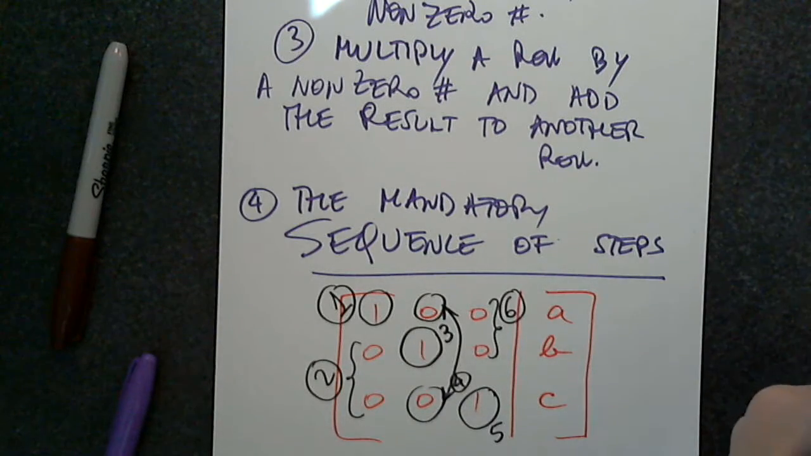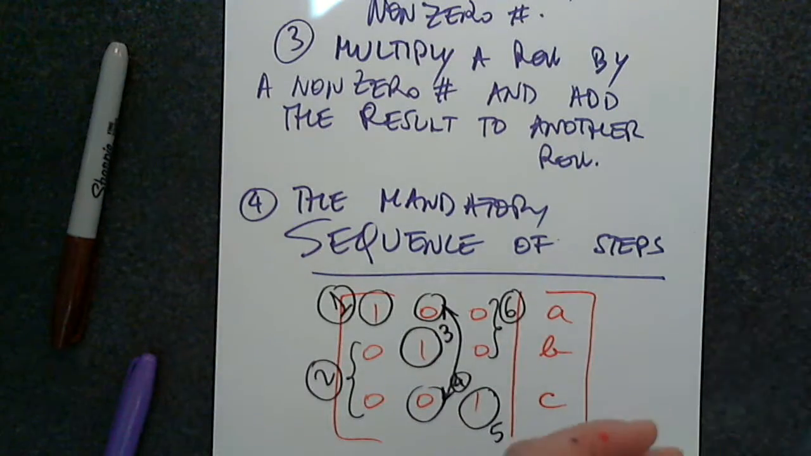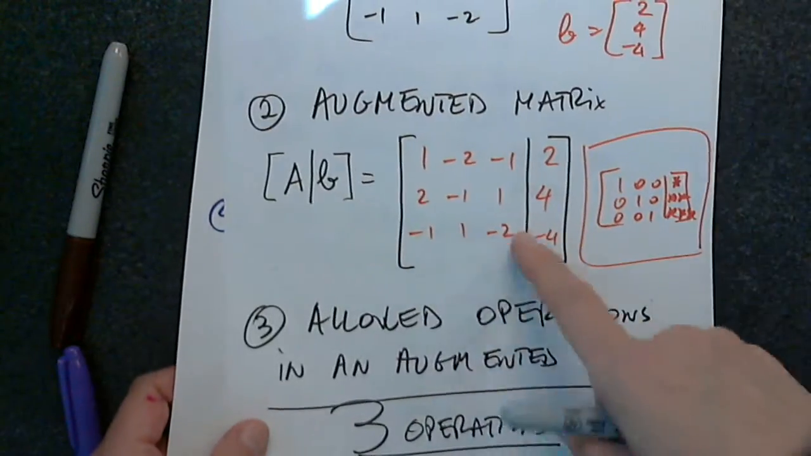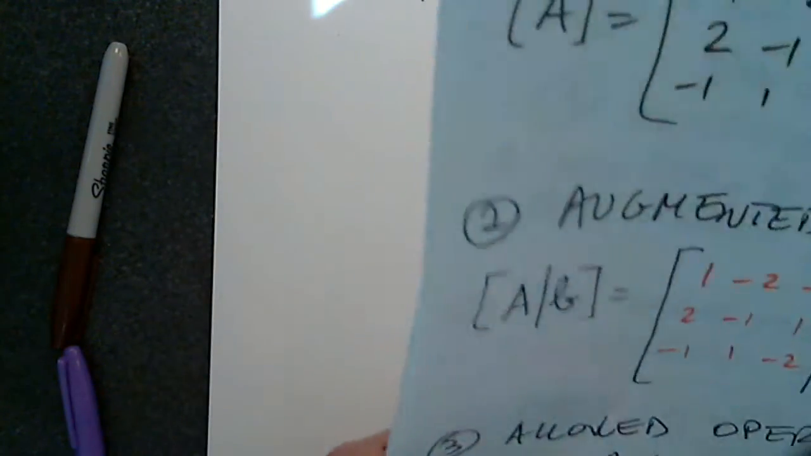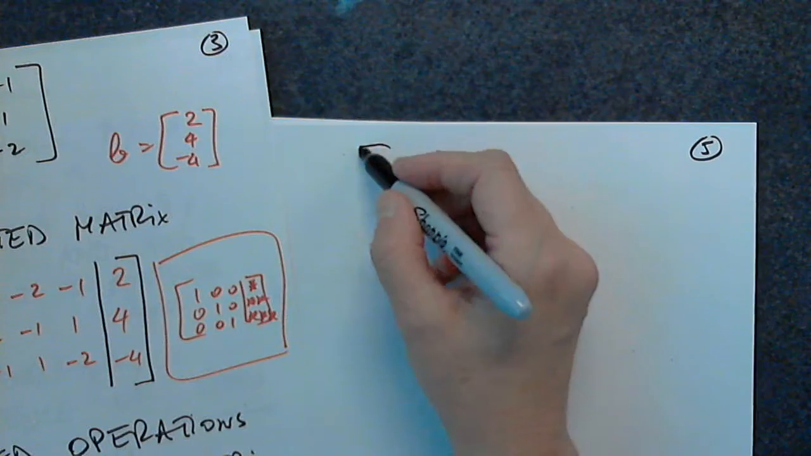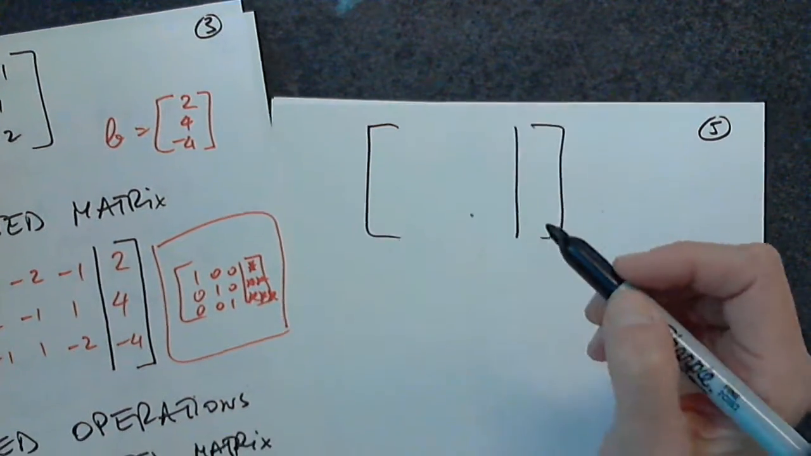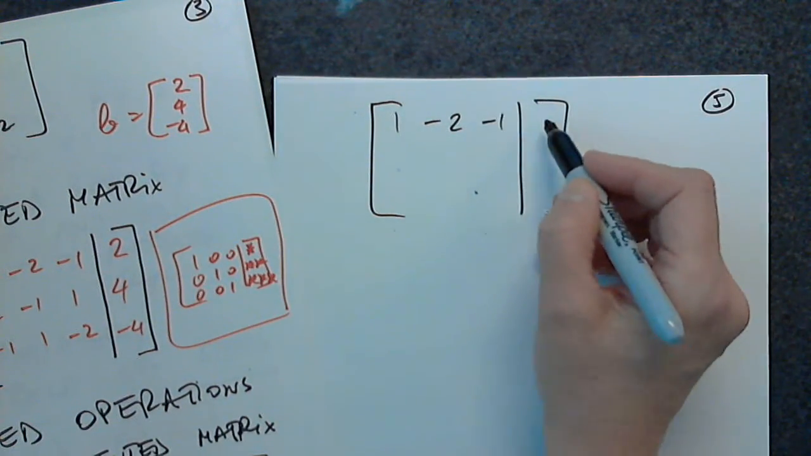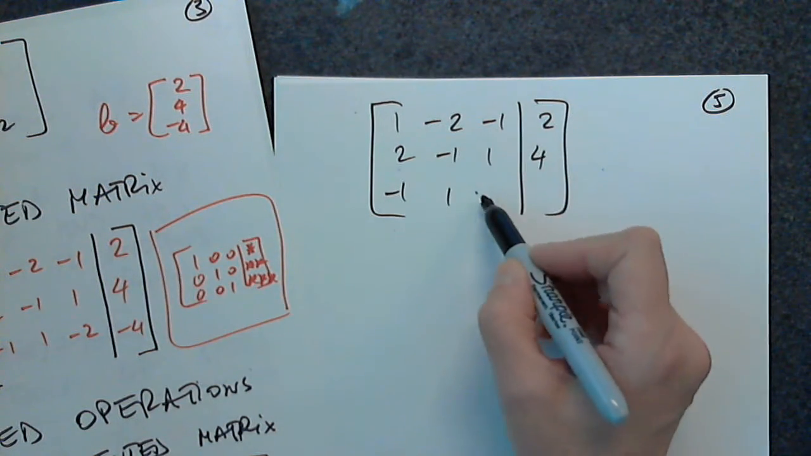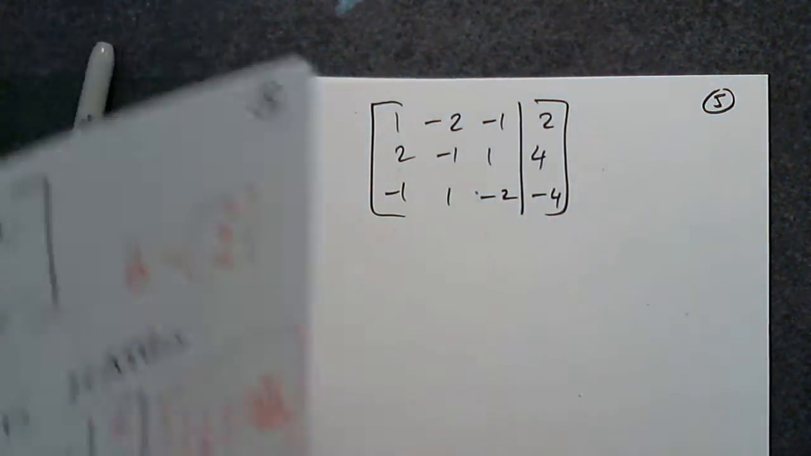Okay, ready? Like 5 pages ago, I had the system. Now I have to copy it again. I have to copy just the augmented matrix. So let's copy the augmented matrix, which is 1, -2, -1, 2, 2, -1, 1, 4, -1, 1, -2, -4.